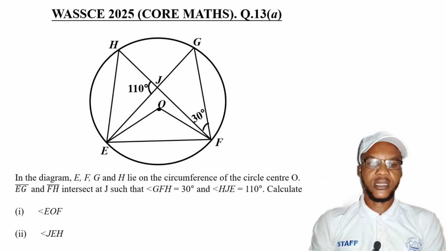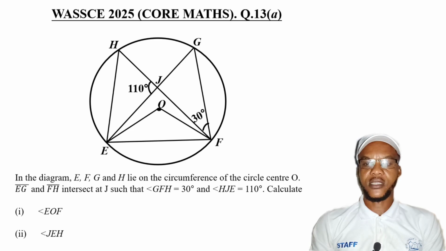Now let's get back to the question. In this question, we are saying that in the diagram, E, F, G, and H lie on the circumference of the circle, center O. Line EJ and line FH intersect at J, such that angle JFH is equal to 30 degrees and angle FJE is also equal to 110 degrees. We have to calculate the angle EOF and also find the angle GEF.